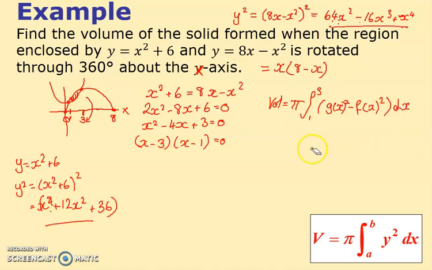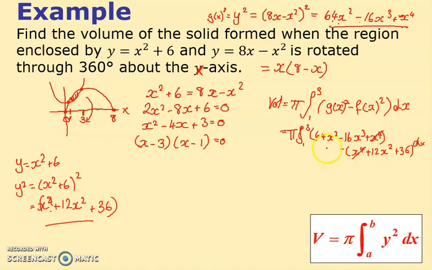So if we do this subtraction, well, that's the integral from 1 to 3. Now g of x, I'm going to say, is this one. So this is what I mean by g of x squared, is this. So I've got to do 64x squared minus 16x cubed plus an x to the 4. That's one of my functions. And then from that I've got to take away this one. And this says x to the 4 plus 12x squared plus 36. Don't forget the dx.